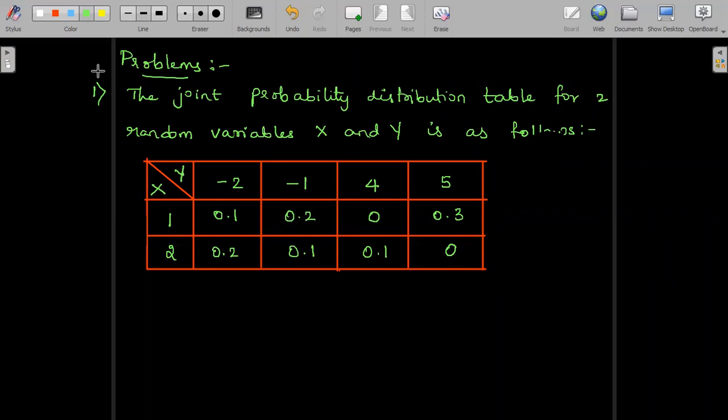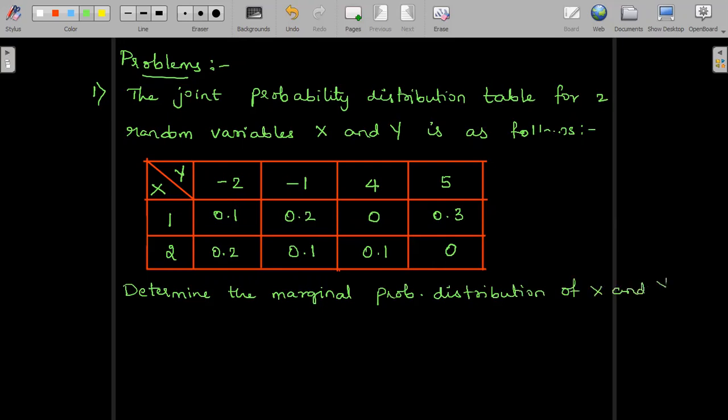Now we are asked to determine the marginal probability distribution of x and y. What the marginal distribution of x and y means is, we have to write the split table for x and y. That is nothing but the marginal probability distribution of x and y.